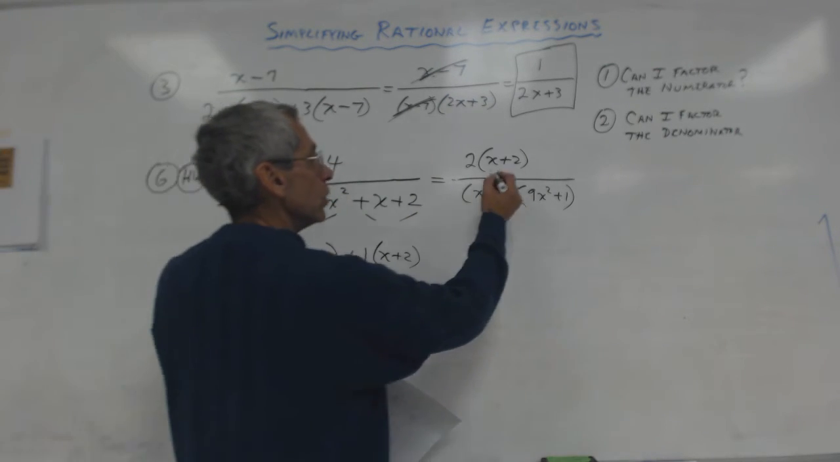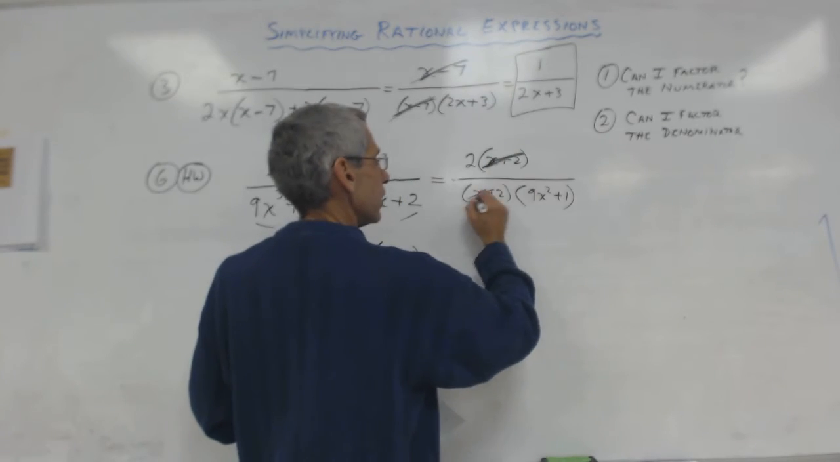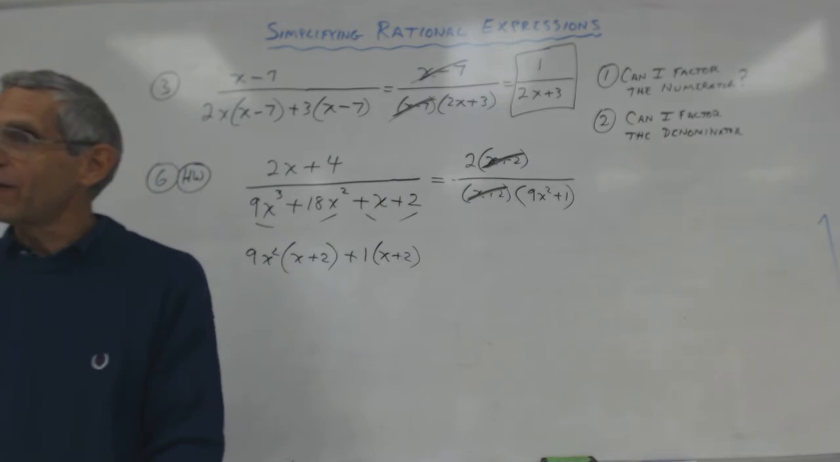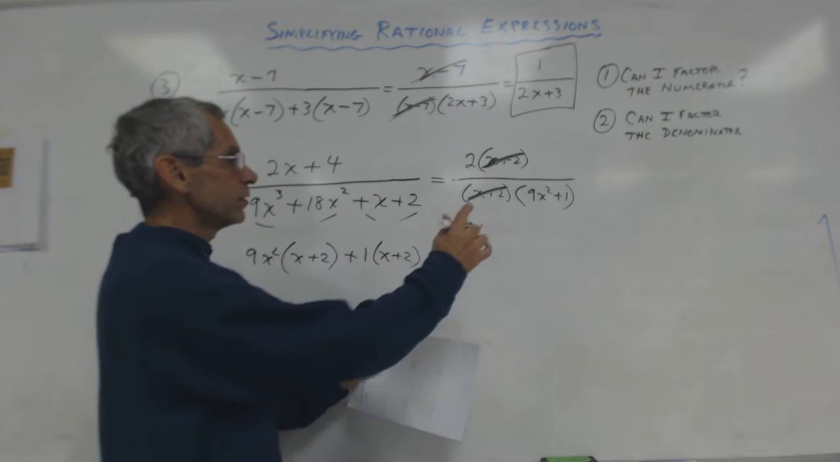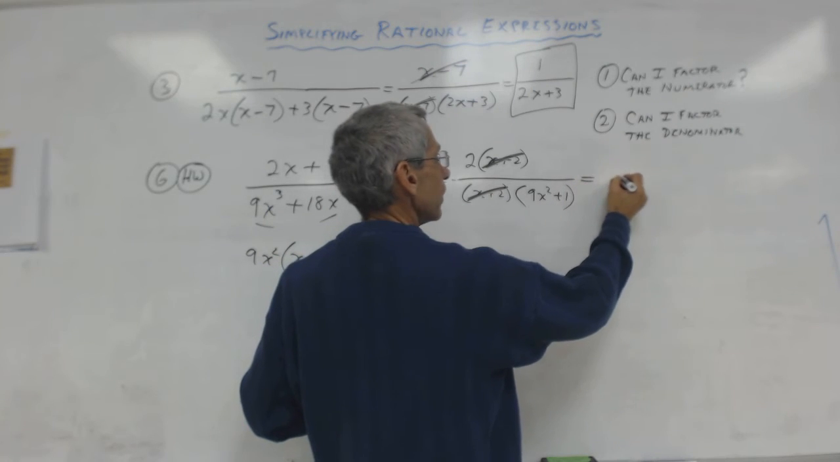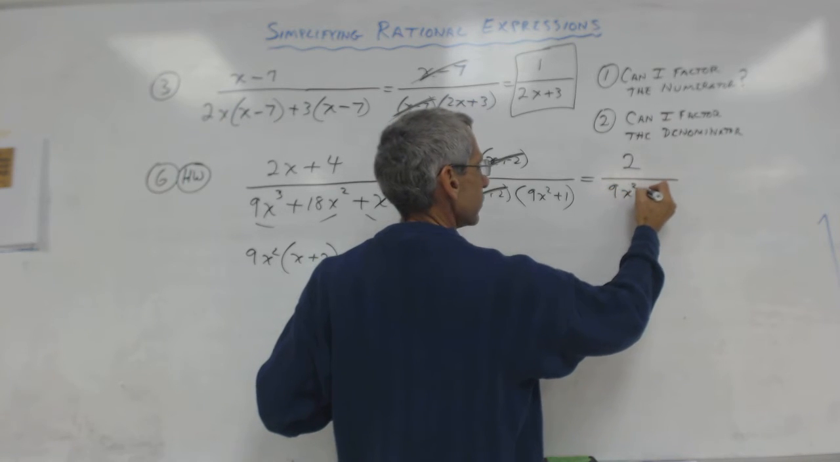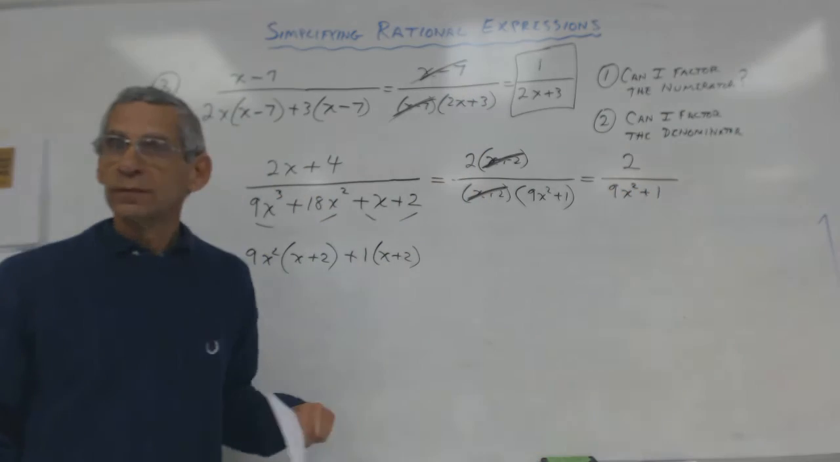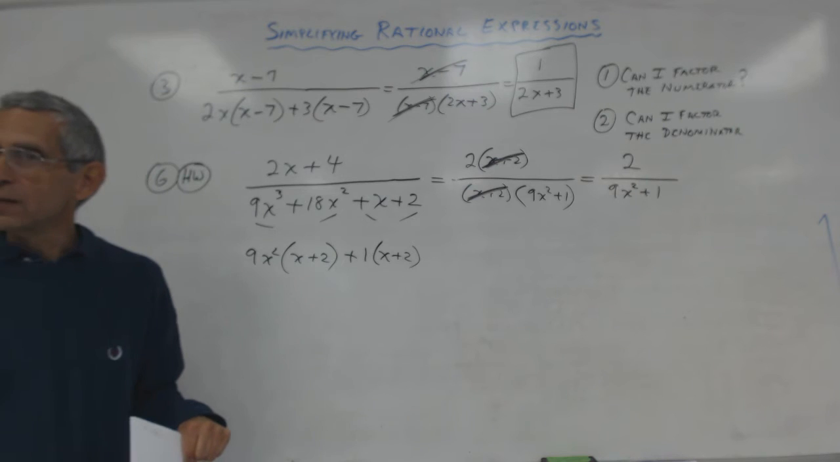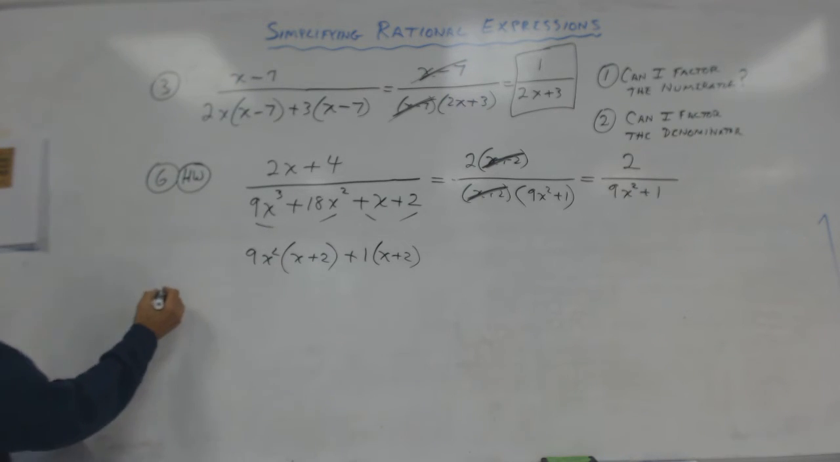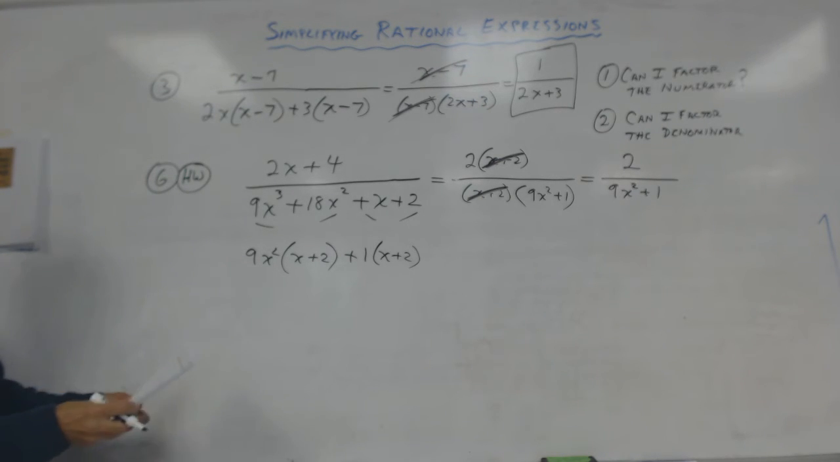X plus 2! I can cross out that x plus 2. They're gone forever! That's awesome! Look at this. Forever alone. So my final answer is just 2 over 9x squared plus 1. Rip x plus 2. Right? Does it make sense?